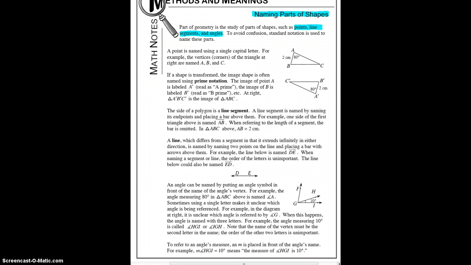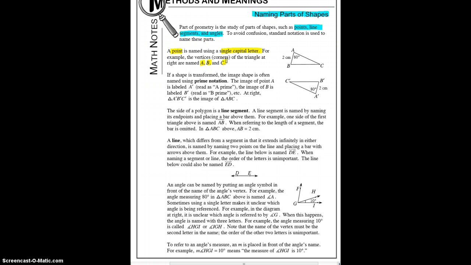So our first part of a shape is our point. You label a point using a single capital letter. Or if asked a question about a point, you use a single capital letter in order to answer. So if I'm asking you a question about the corners of the triangle at the right, you're going to label them using capital letters A, B, or C.